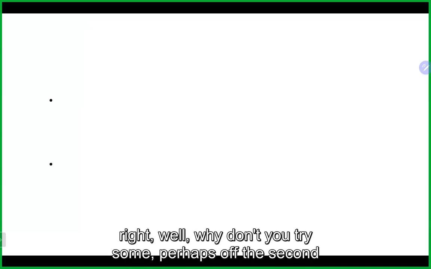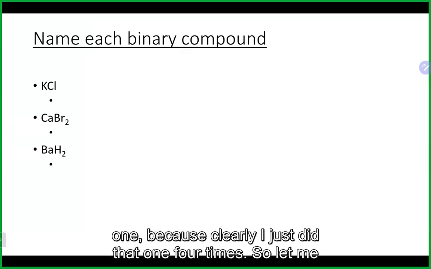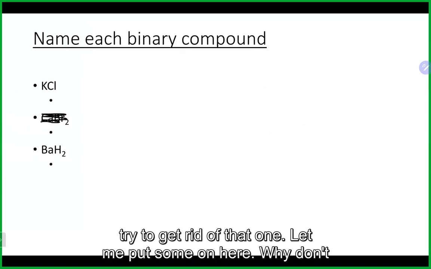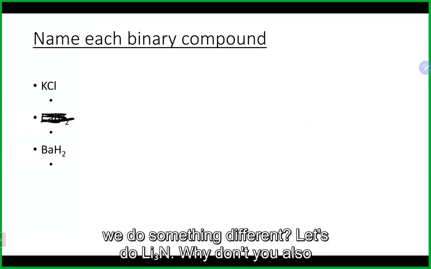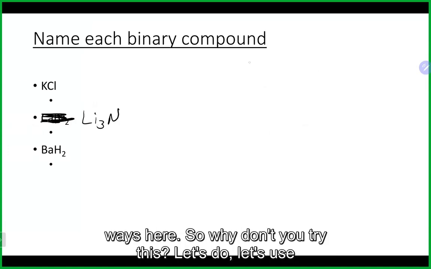All right. Well, why don't you try some, perhaps not the second one, because clearly I just did that one 4 times. So let me try to get rid of that one. Let me put some on here. Why don't we do something different? Let's do Li3N. Why don't you also give the formulas for these names, because you got to go both ways here. So why don't you try this?